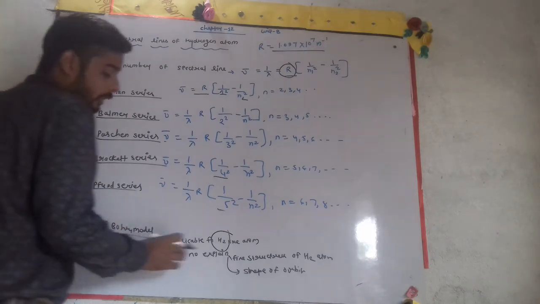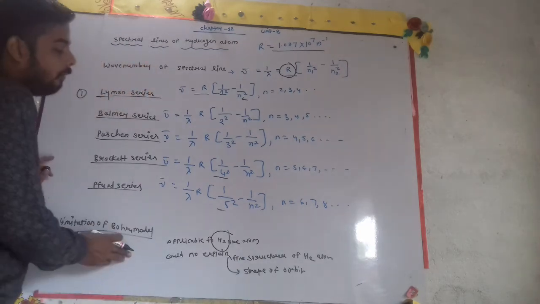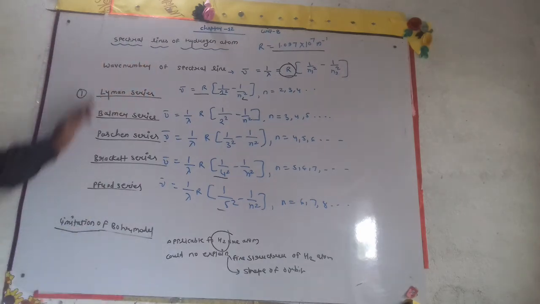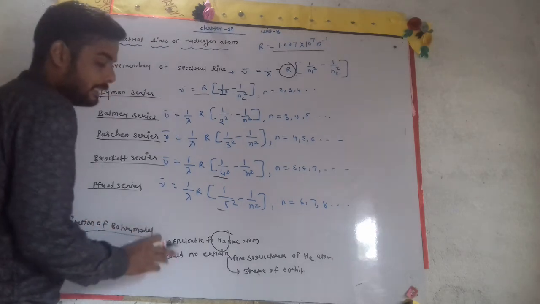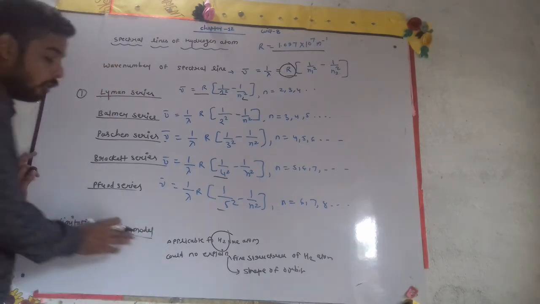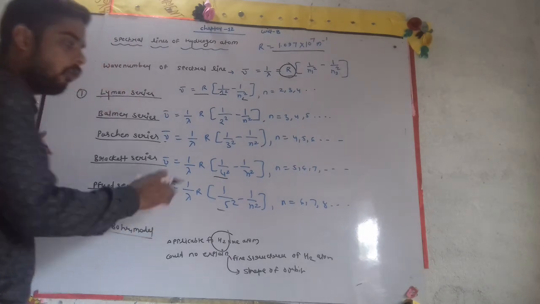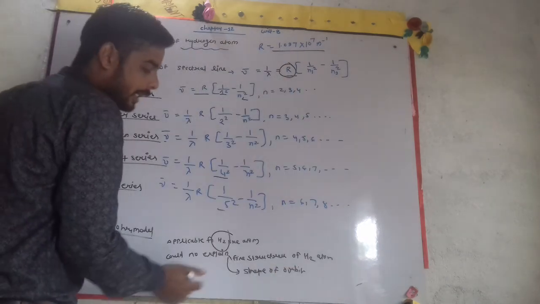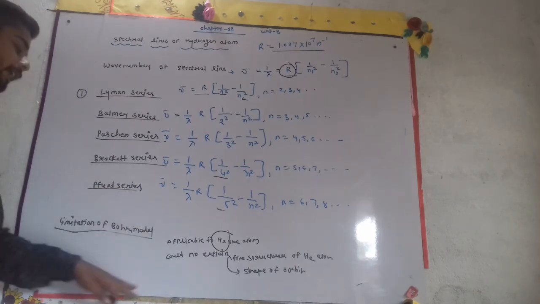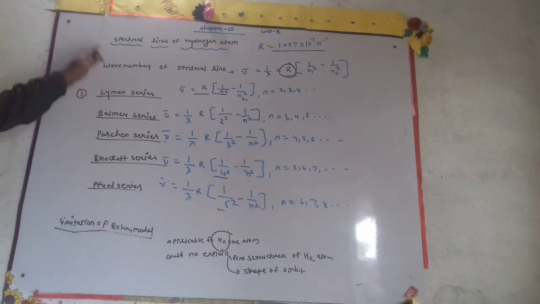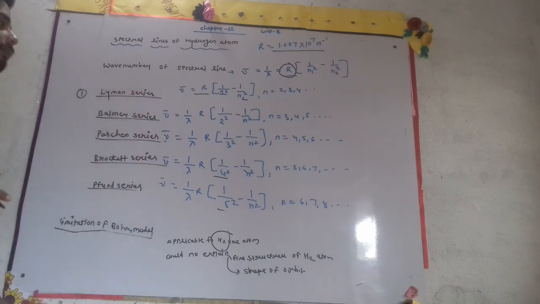Also, the Bohr model could not explain the fine structure of the hydrogen atom series. We cannot understand the fine structure properly by the Bohr model. Also, the Bohr model could not explain the shape of the orbit. The whole shape of the orbit cannot be explained by the Bohr model. That's why the Bohr model has some drawbacks and limitations. So try to understand from the book. Also, you can solve the numerical questions regarding this.